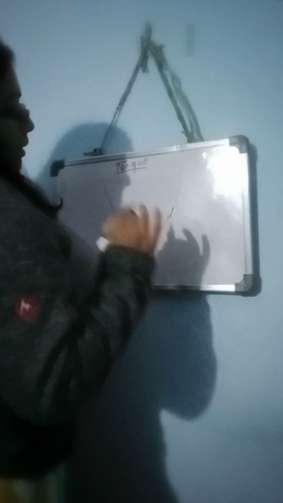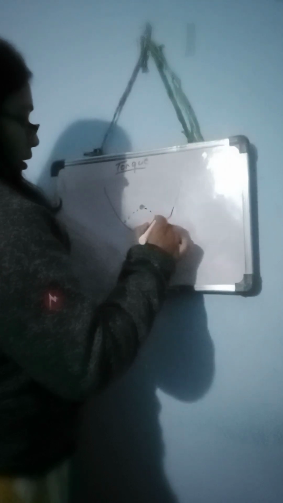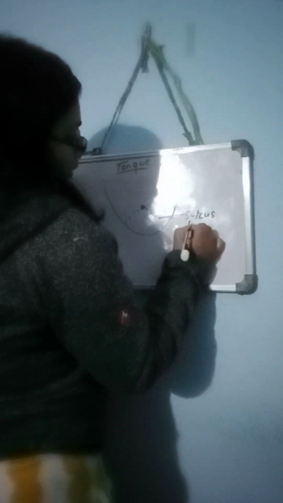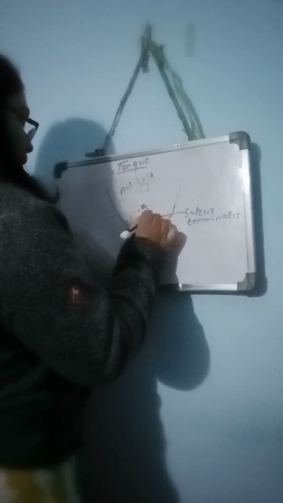Now, the anterior 2/3 and posterior 1/3 part is the division of the tongue. So, what exactly divides it? We have the sulcus terminalis over here. This line is the sulcus terminalis that divides the tongue into the anterior 2/3 and posterior 1/3 part.